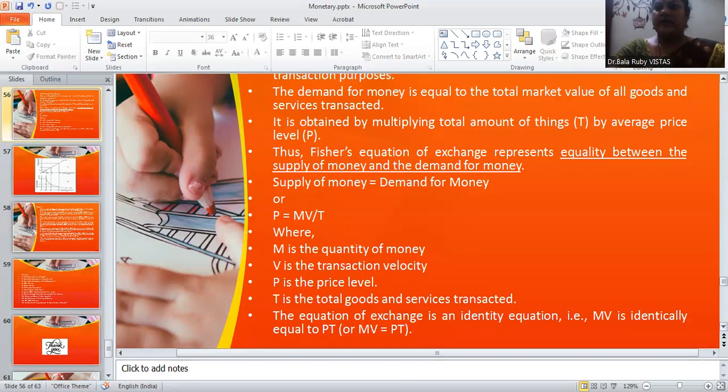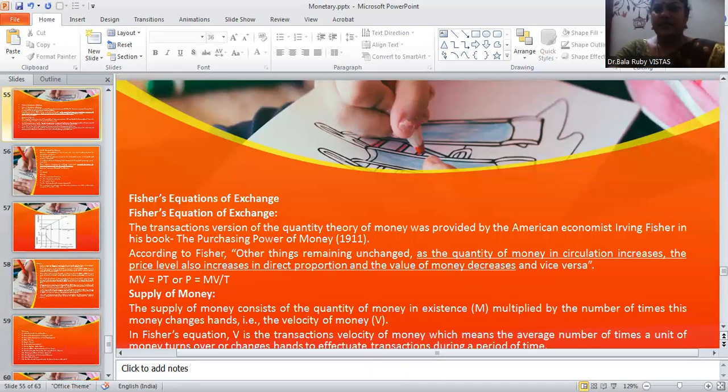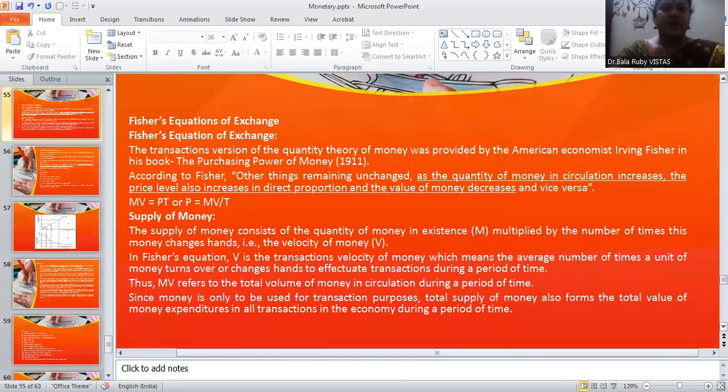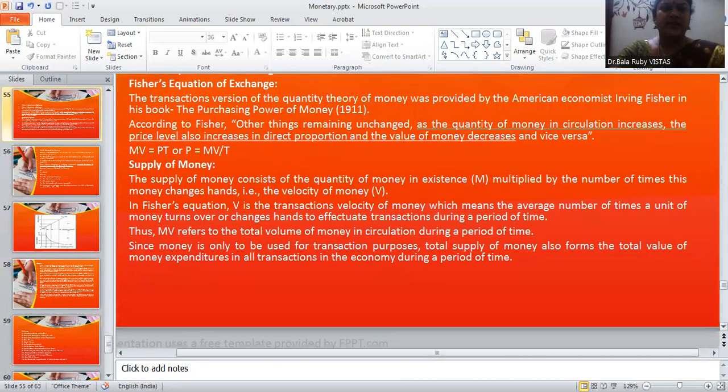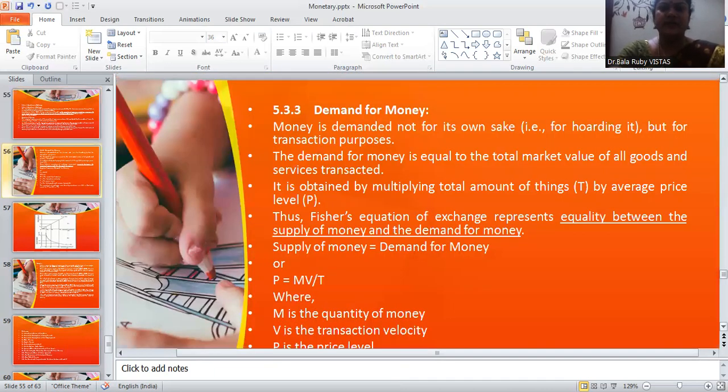Then we will concentrate on the next side of this equation, that is demand for money. So if you see this demand for money, that is equal to PT. On the left side, we have discussed MV, that is supply of money. Now we are going to discuss the next side of the equation, that is PT. PT in the sense demand for money.